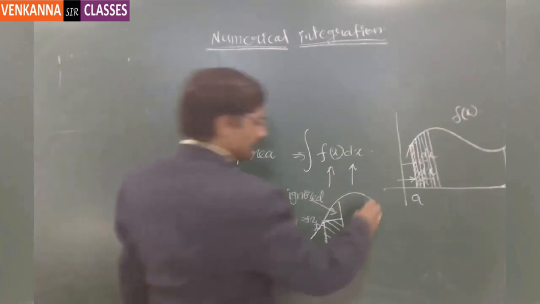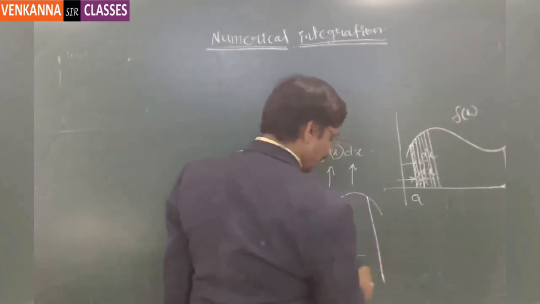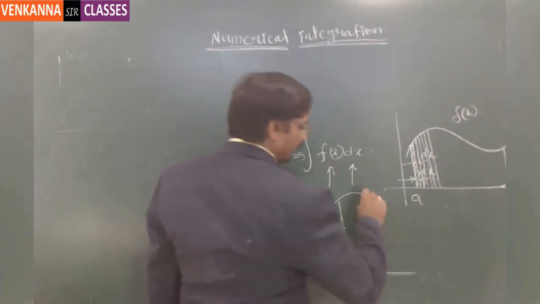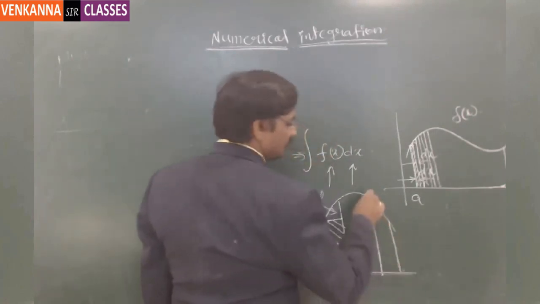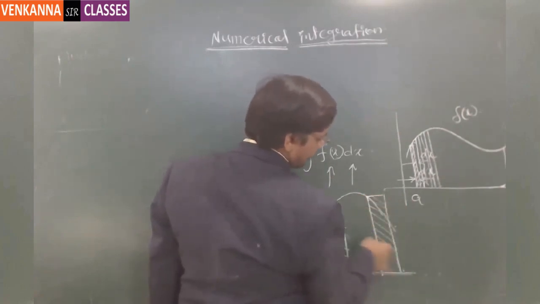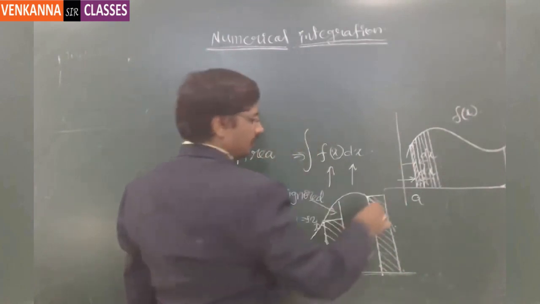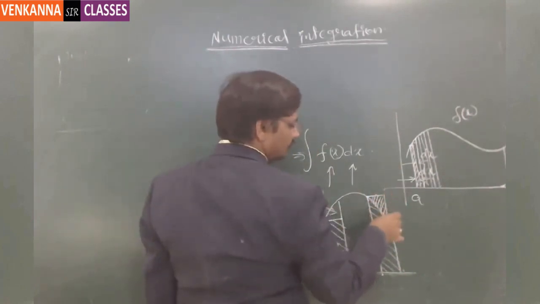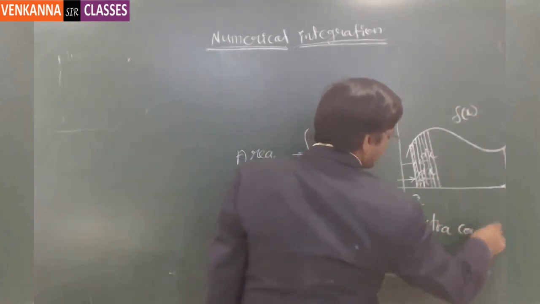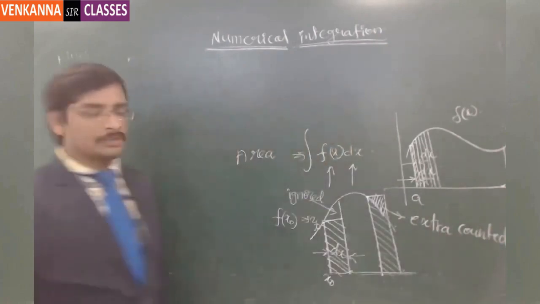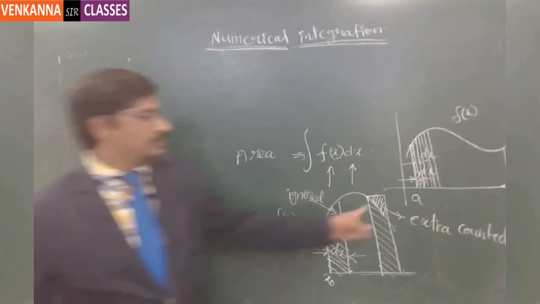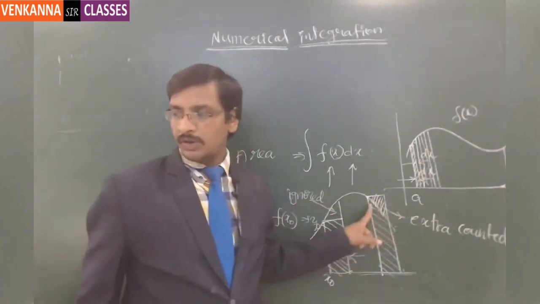In exactly the same manner, if I draw one more rectangle here, starting from the starting point, this is the rectangular area we are calculating. This is the enlarged part of it. Now this area of the triangle is extra counted. This part ideally we should count but we have ignored it, and this part we shouldn't count but we have counted it.